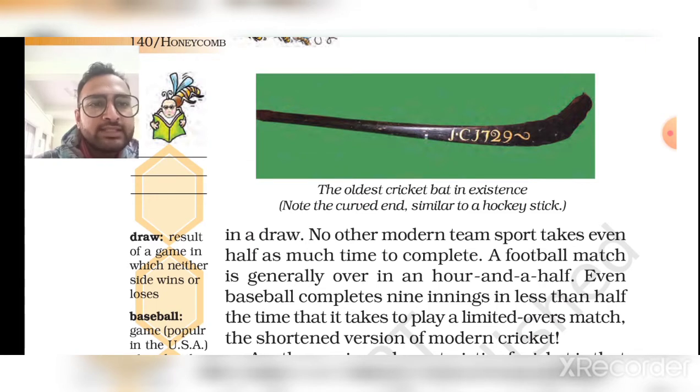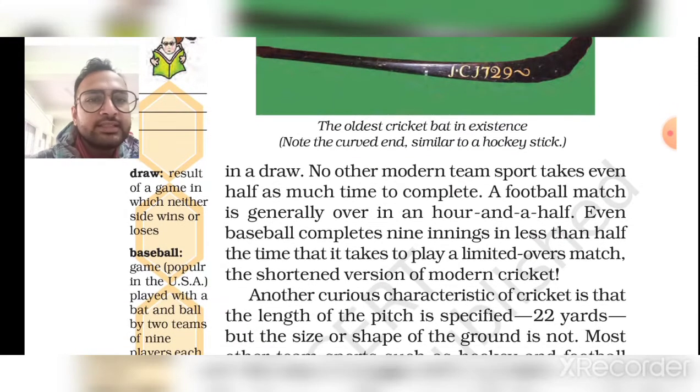A football match is generally over in an hour and a half. Even baseball completes 9 innings in less than half of the time that it takes to play a limited overs match, the shortened version of modern cricket. So here you can see cricket is one of the longest games ever played. In no other game, like football or baseball, does it go so long as in cricket.